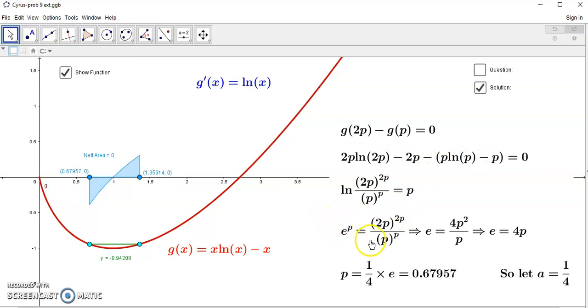And in the final step, we just take everything to the base e, right? Or we rewrite it in the exponential form, rather. And once we've done that, we take the pth root of both sides, and we end up with this. e is equal to 4p squared over p, which means e is equal to 4p, and thus p is equal to 1/4 times e, all right? So we could just let a equal to 1/4. And that's pretty much it.